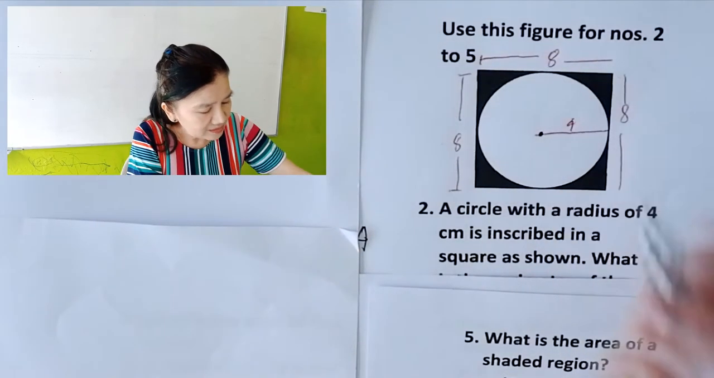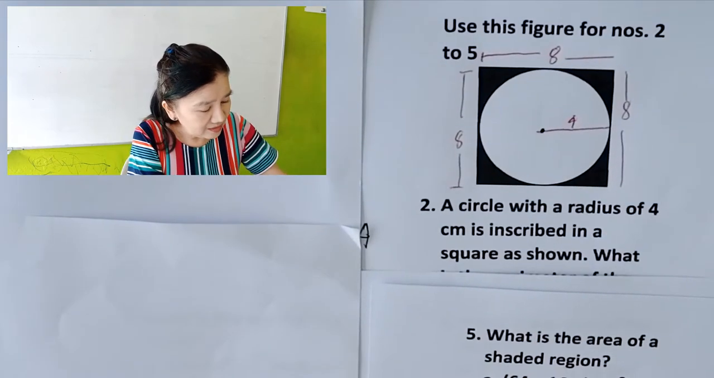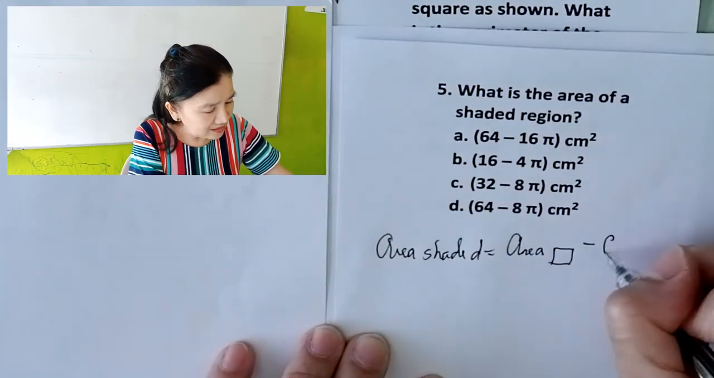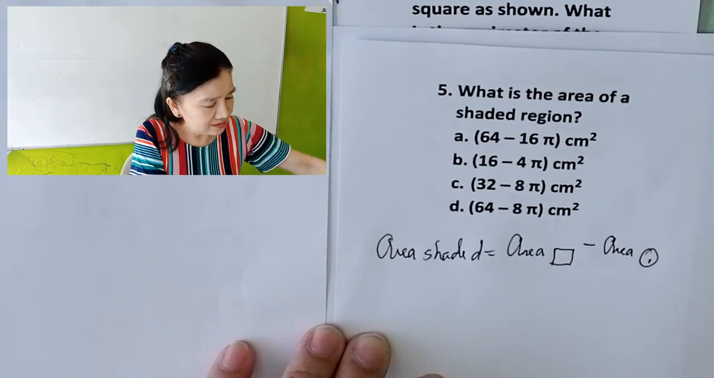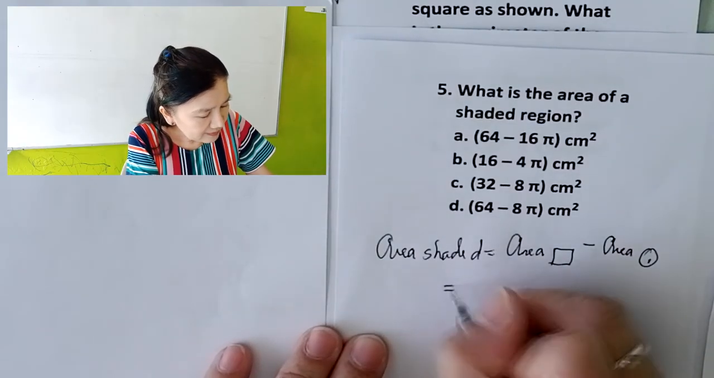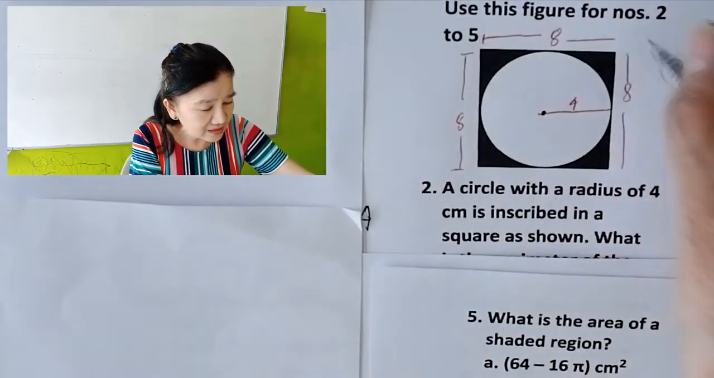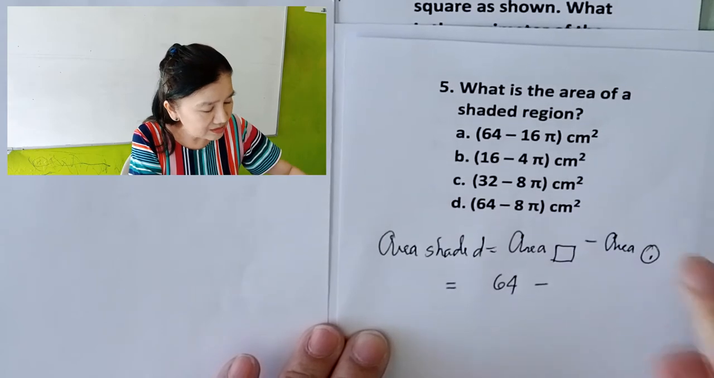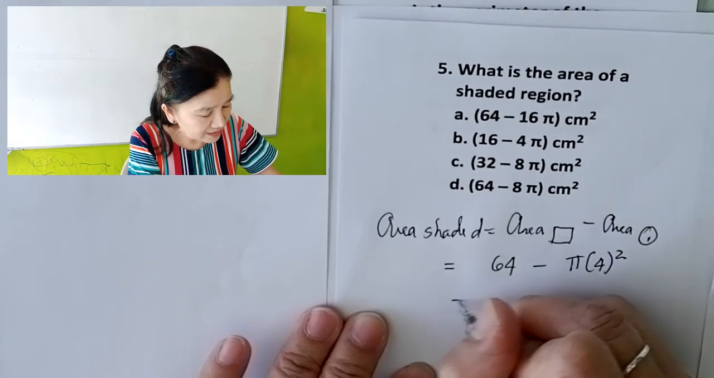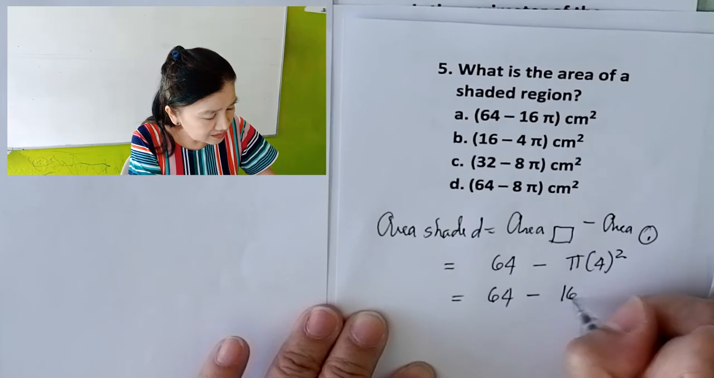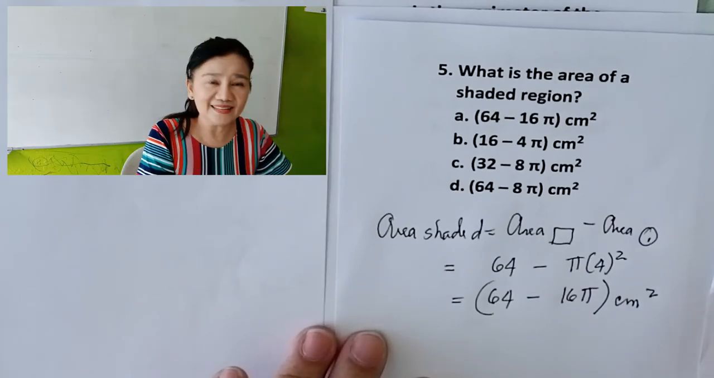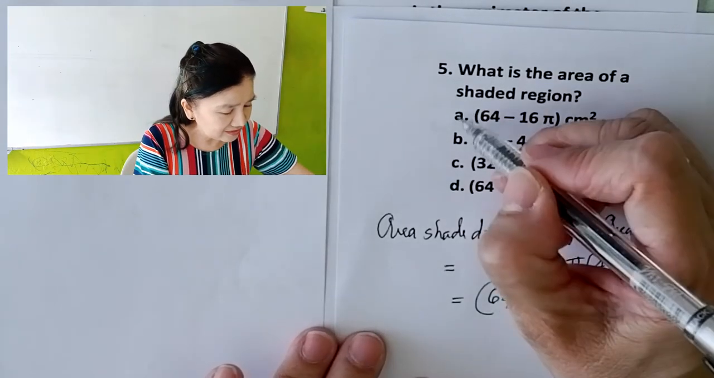This one, area of the shaded. So we have the area of the square, the whole square, minus the area of the circle. So it will be equal to the area of the square, which is 8 squared or 64, minus the area of the circle, which is pi r squared or 16 pi. So we have 64 minus 16 pi. This whole quantity is its area, in cm square. Did you get that? Okay, so the correct answer is letter A.